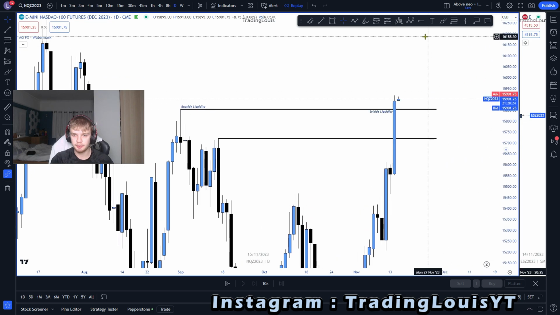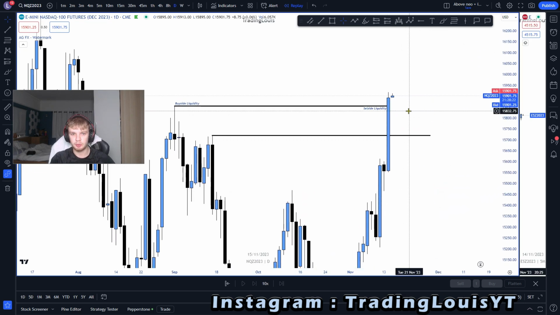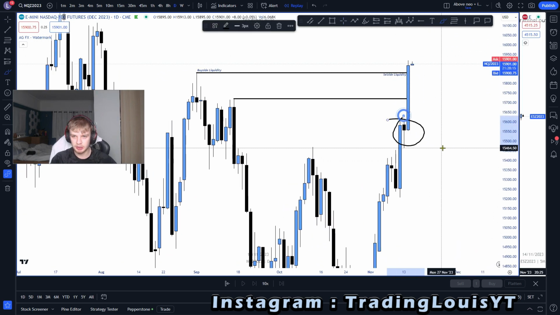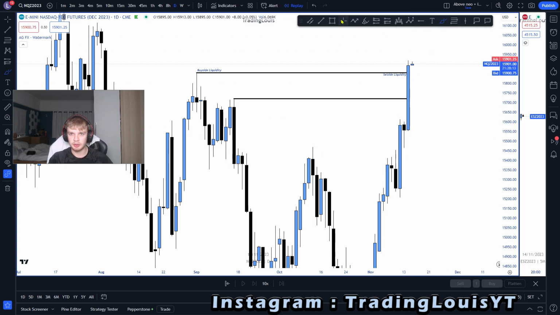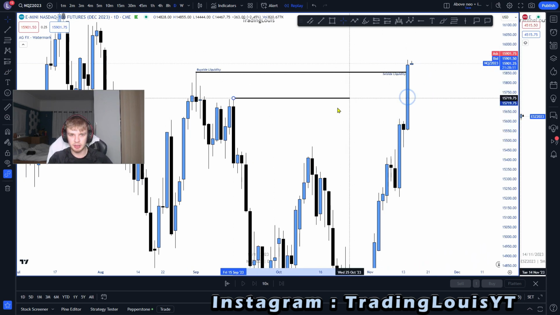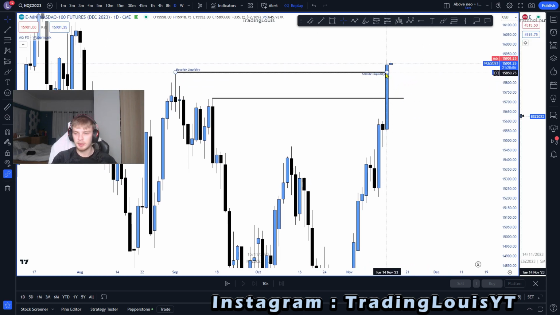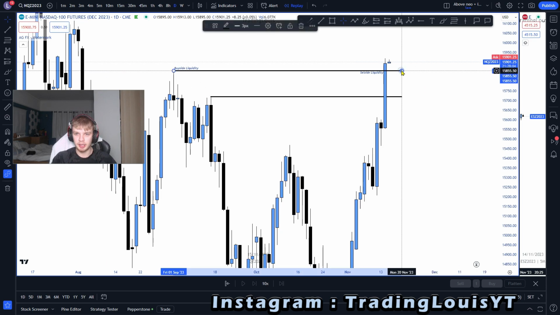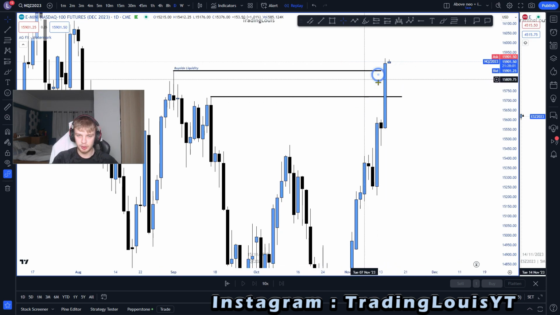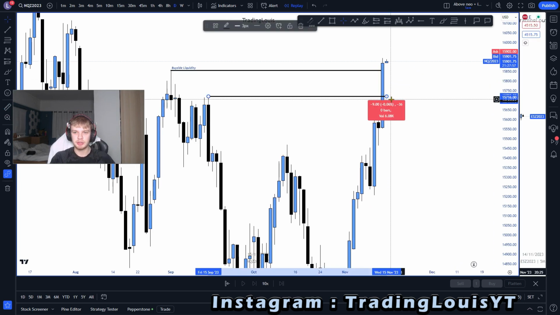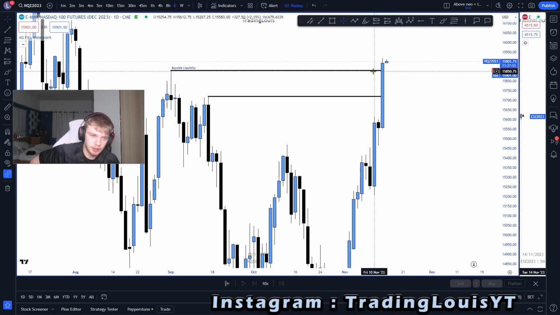On the daily time frame, my bias was these buy side liquidities right here. And I actually said this in the video that I uploaded yesterday when price action was down here. I said that I want to at least see this liquidity taken out, and then ultimately my target would be this liquidity up here. And as you can see, both of these have been smashed. So I was then just looking for a small retracement on the lower time frames for a trade today.